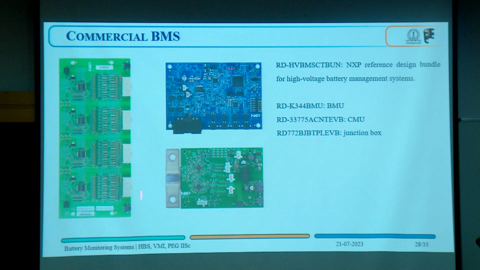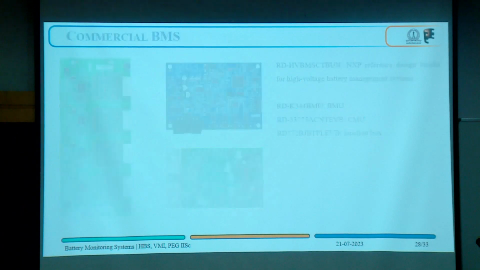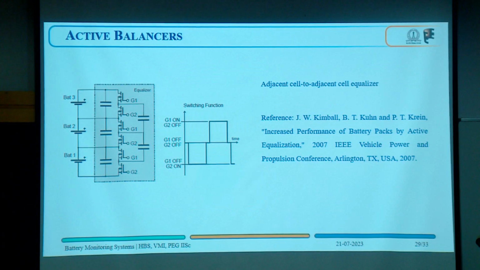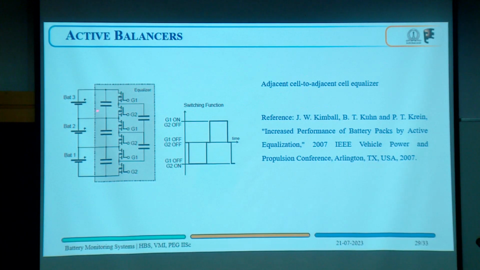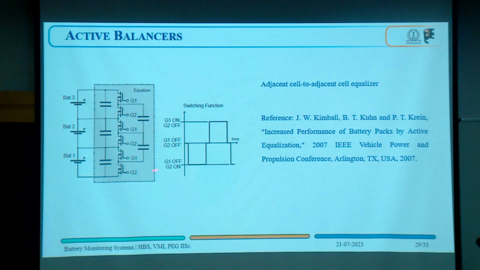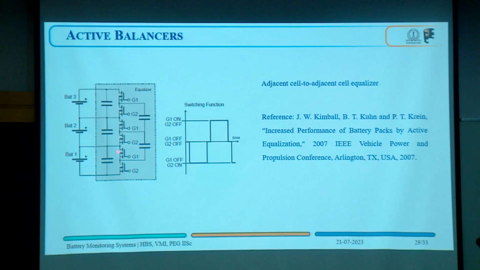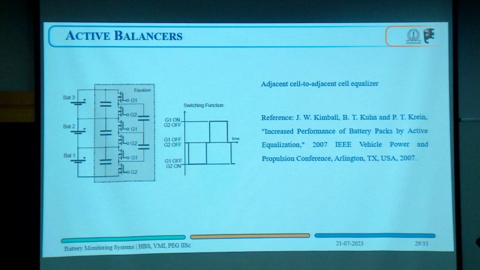So here we can take care of multiple functions at a time with these evaluation kits. Then some examples of active balancers. Here I am showing an example taken from the literature. These are adjacent cell to adjacent cell balancers. This is a switched capacitor topology, so according to the switching function, two adjacent cells will get balanced at a time.